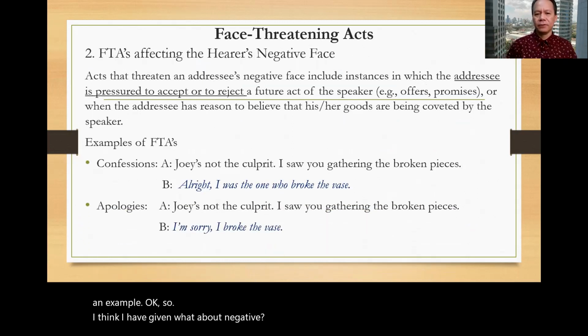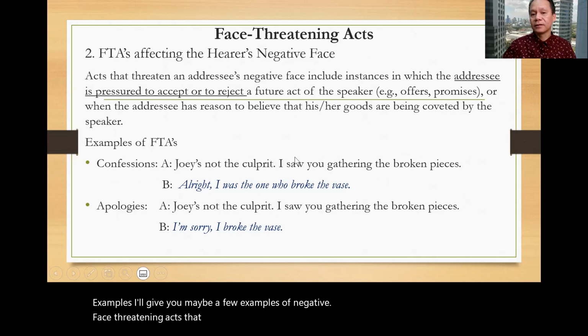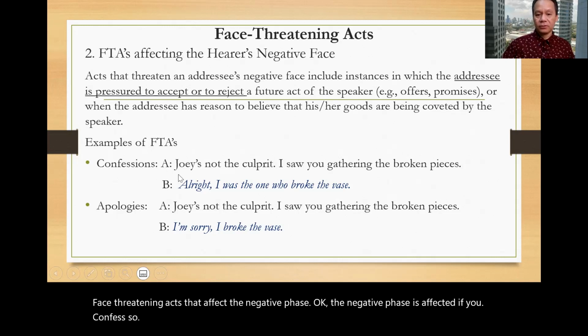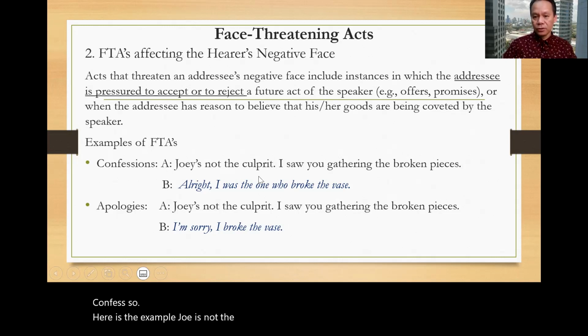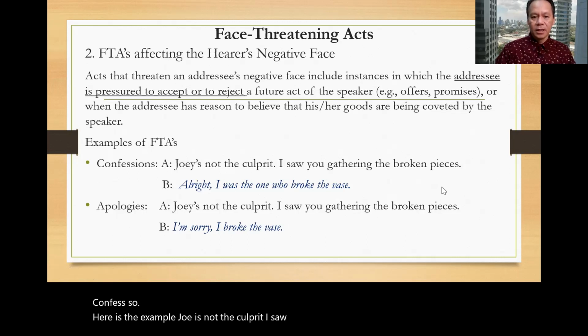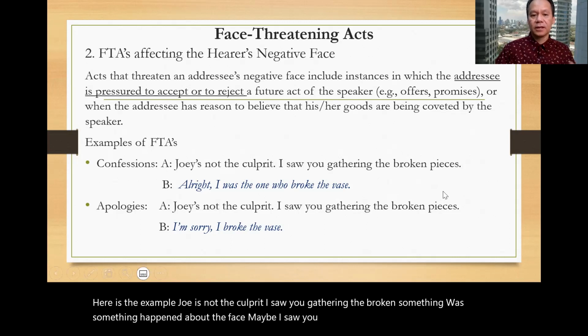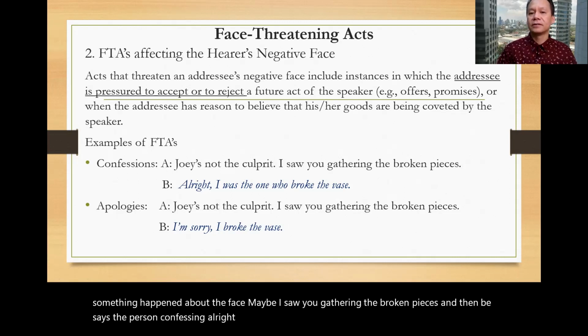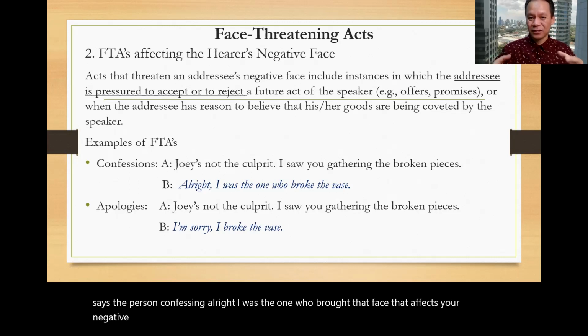I'll give you a few examples of face-threatening acts that affect the negative face, okay? The negative face is affected if you confess. So here is the example. Joe is not the culprit. I saw you gathering the broken pieces of the vase. And then B, the person confessing, says, all right, I was the one who broke that vase. That affects your negative face because that would restrict you now.